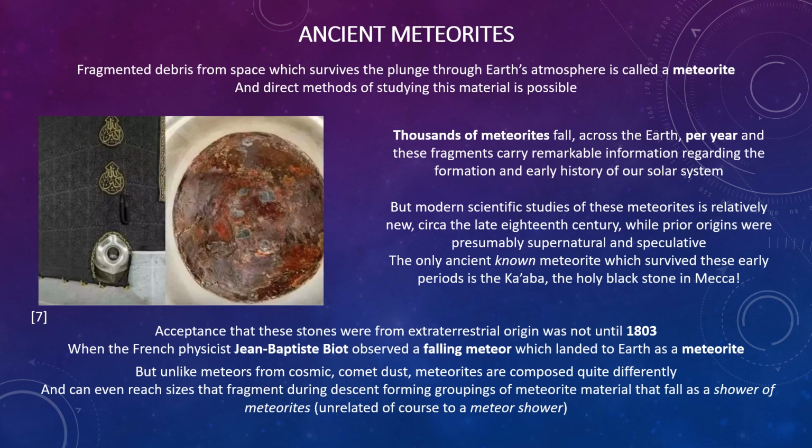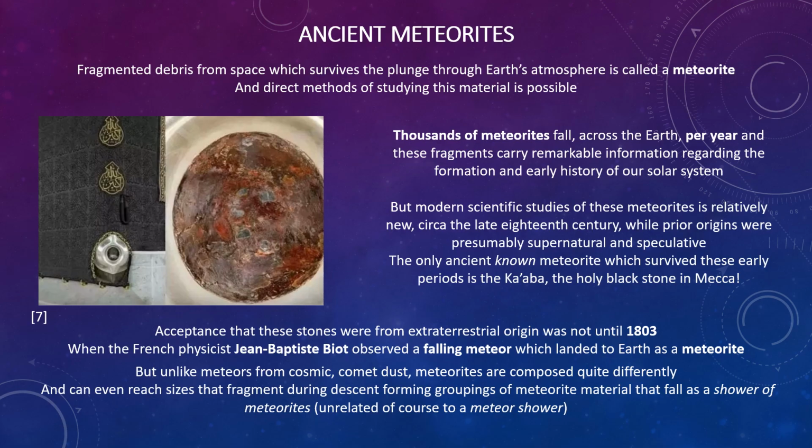So in the previous slide, we were talking about comet dust meteors that haven't survived reentry. But there are obviously meteorites, bits of rock that have survived the entry into the Earth's atmosphere. And so these meteorites are from older times in our solar system and are from different types of bodies than comets. So these are fragments of the early solar system, and thousands of meteorites fall on the Earth every year, and they tell us a lot about the history and formation of our solar system.